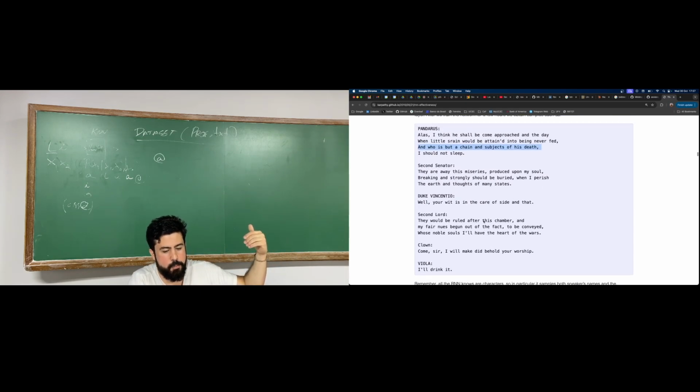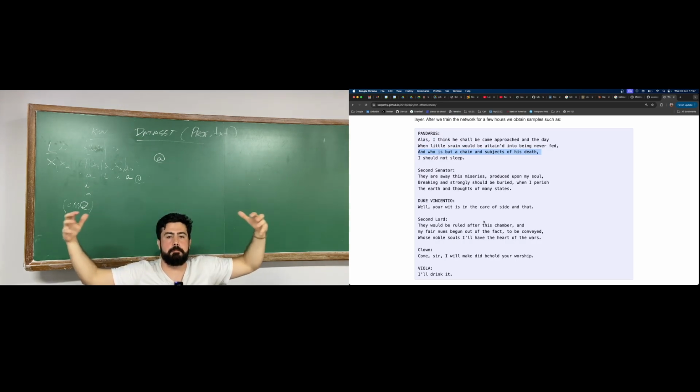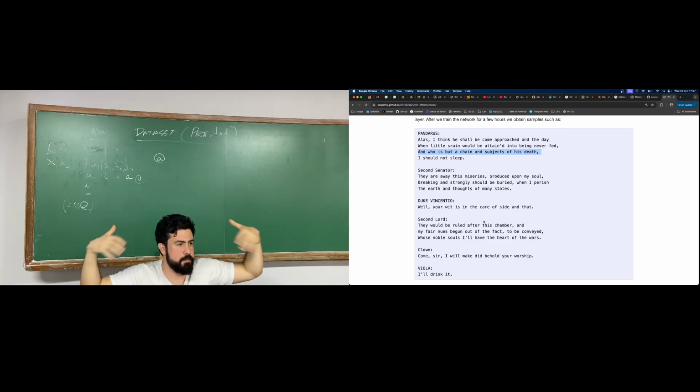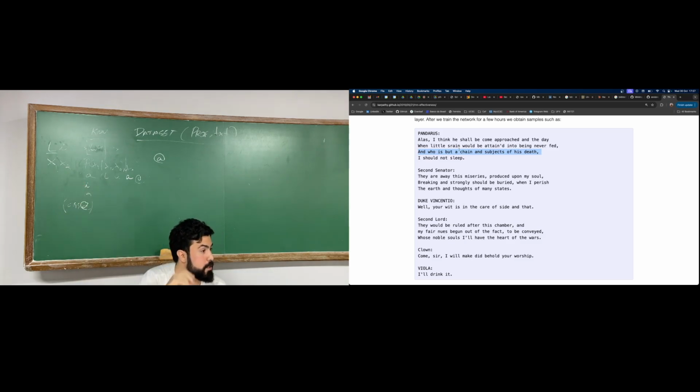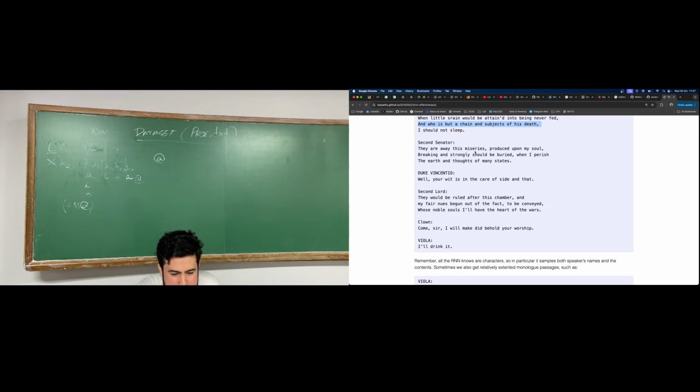But it's obviously hard for an RNN to combine these characters into a sentence and make sense of them. When you look at this text, it looks like English, but when you start reading it, there are many correct words, but the whole sentence doesn't make sense, right? Like, "they are away these miseries produced upon my soul."